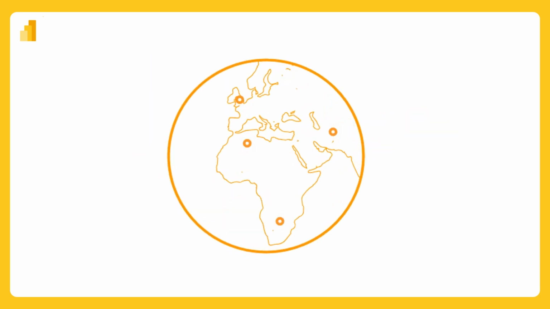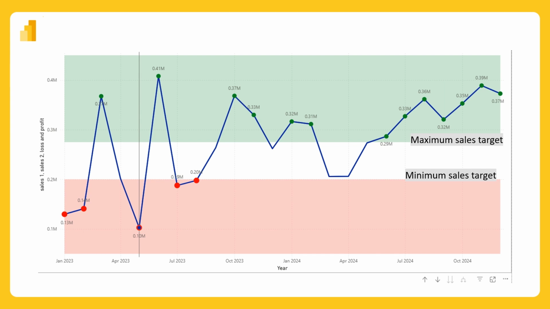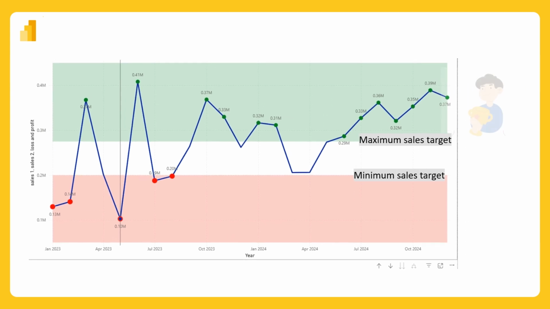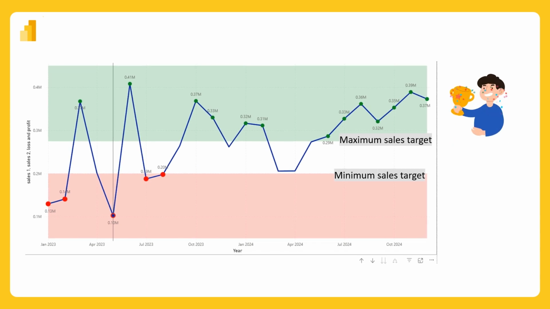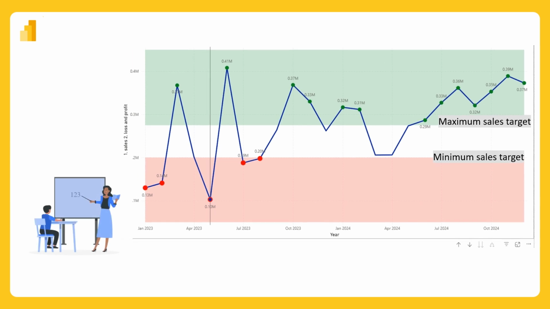multiple regions. Like many businesses, the company sets a minimum sales target and a maximum target. If the salesperson or team achieves the maximum target or goes beyond, they earn a bonus. And if they fail to meet the minimum target, the management needs to investigate what went wrong during that period.